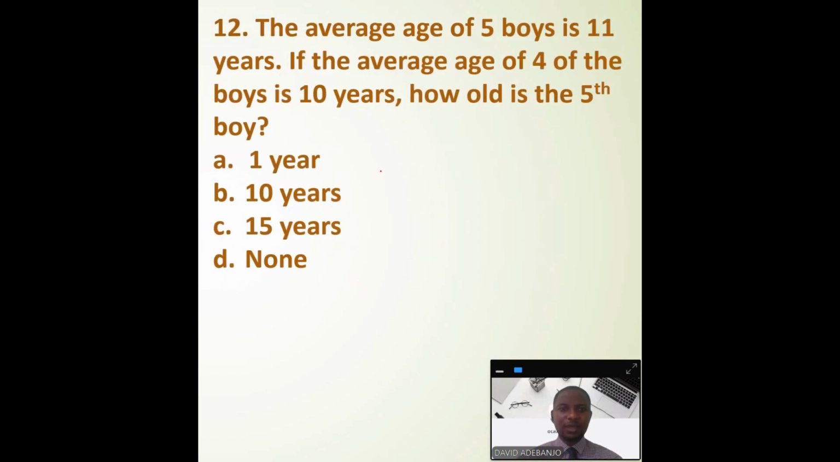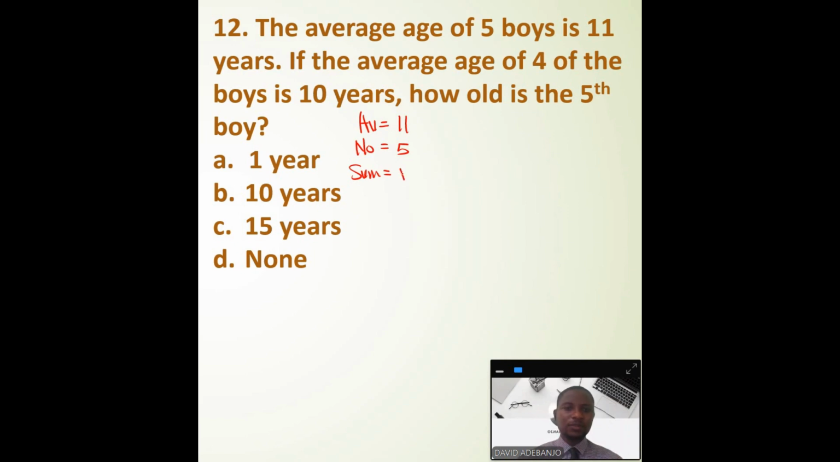The average age of 5 boys is 11 years. Pause and take note of your information. They gave you average to be 11. They gave you number of boys to be 5. And you are looking for sum. Without being told, you have to find it immediately because the three of them go together.